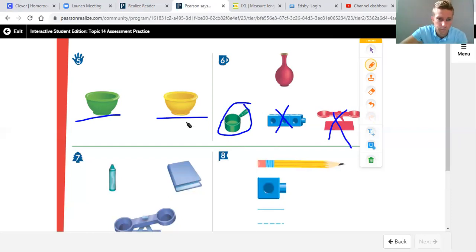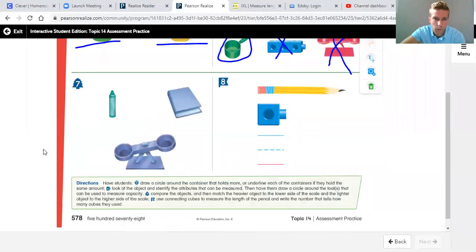Here we go. Number 7 says compare the objects, right? We're using the scale to see which object is heavier. Circle the object that would be heavier. Okay, now, actually, you know what we're going to do? We're going to draw a line to match. So draw a line to match the object to what side it should be on. So the heavier object should be on the lower side, the lighter object on the higher side.